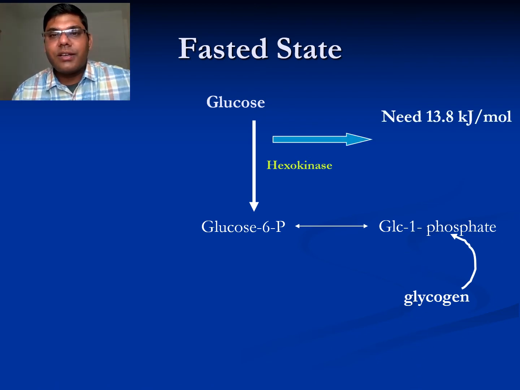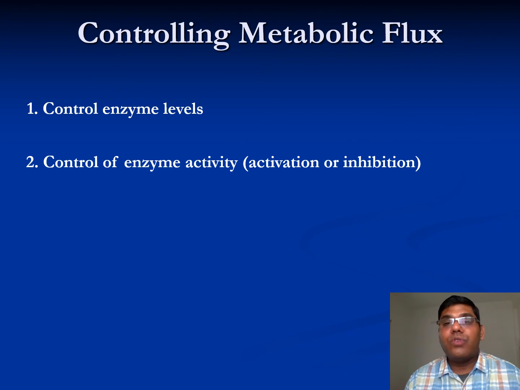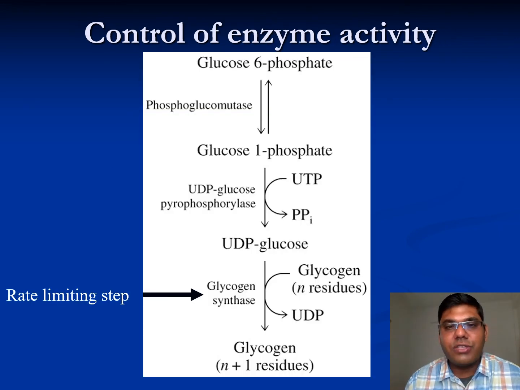So this needs about 13.8 kilojoules per mole of energy, and there are different sorts of enzymes involved, because there is a reversal of glycolysis, which we call gluconeogenesis. So the controlling of this metabolic flux happens at the control of various enzymes and the control of various enzyme activities, which happens by activation and inhibition systems.